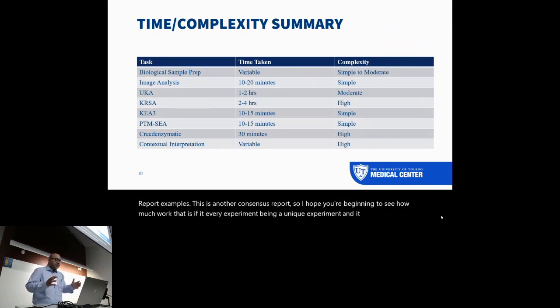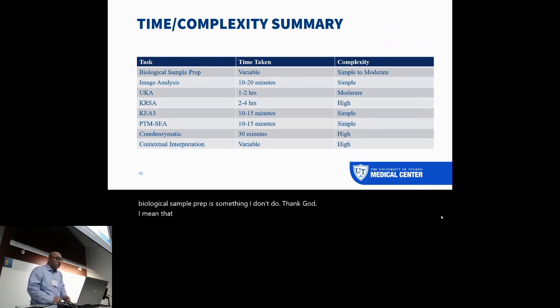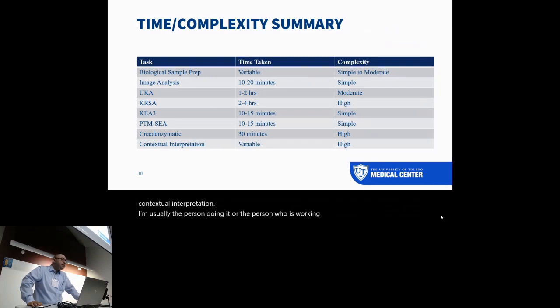The biological sample prep is something I don't do, thank God. I mean, that would ruin the experiments, but everything else from image analysis to contextual interpretation, I'm usually the person doing it or the person who is working with our collaborators, making sure that it's done correctly.